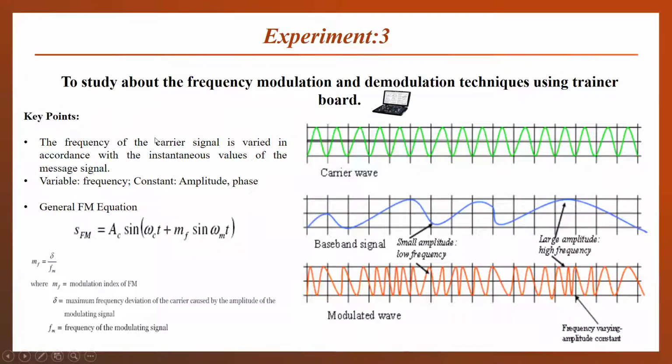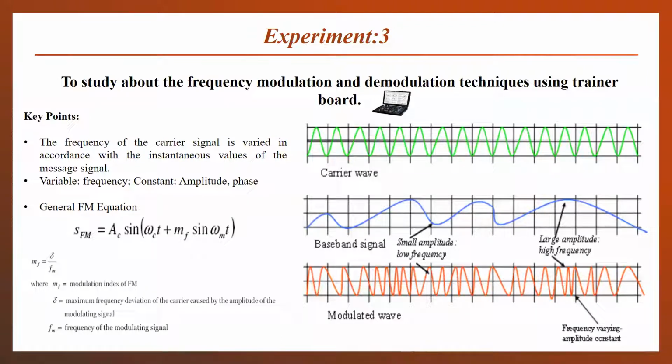Key points are written here. The first point: the frequency of the carrier signal is varied in accordance with the instantaneous values of the message signal, which I have explained here. What is the variable here? The frequency of the carrier signal. And what will be constant? The amplitude and the phase of the carrier signal will be constant here.